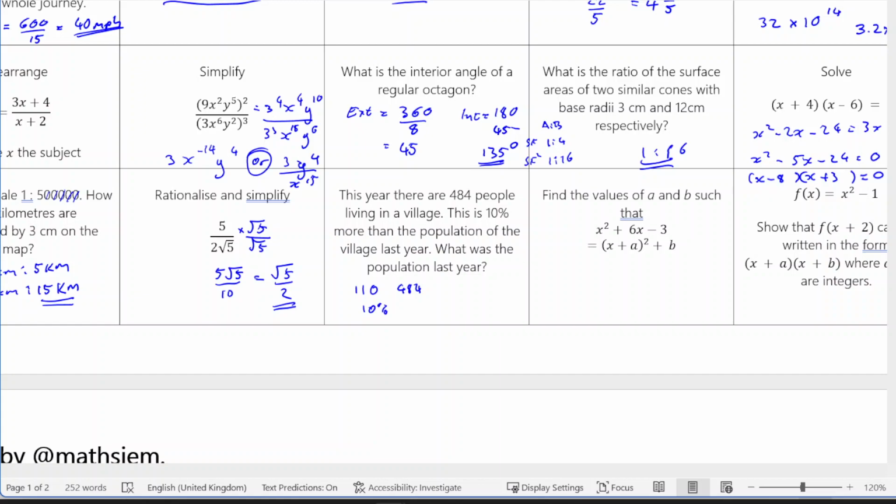So that's going to be 44. Dividing that by 11, 11 goes into 48 4 times with 4 remainder, and then 4 goes into 44 4 times. So 100% is going to be equal to 440.